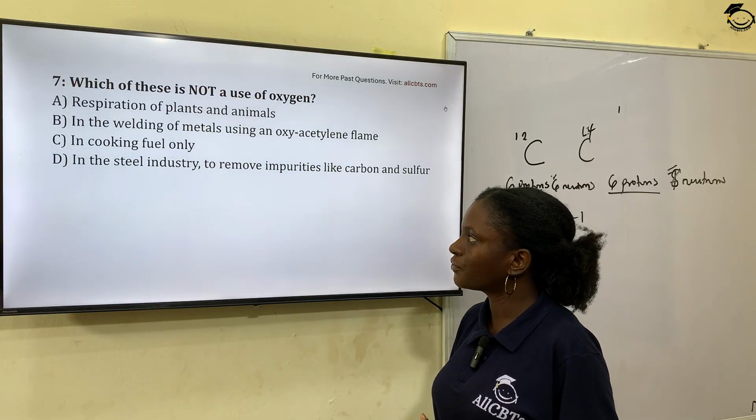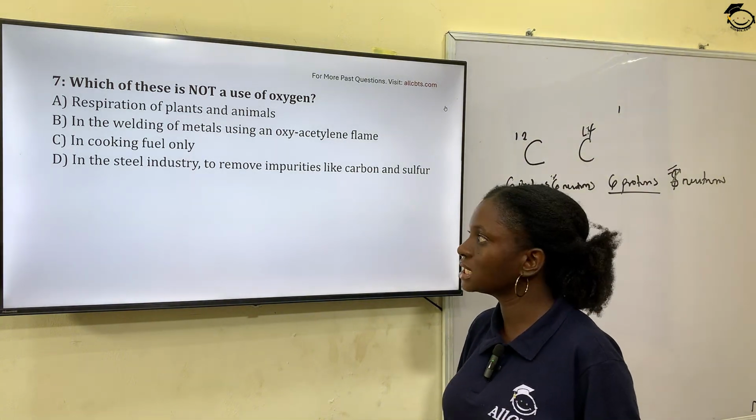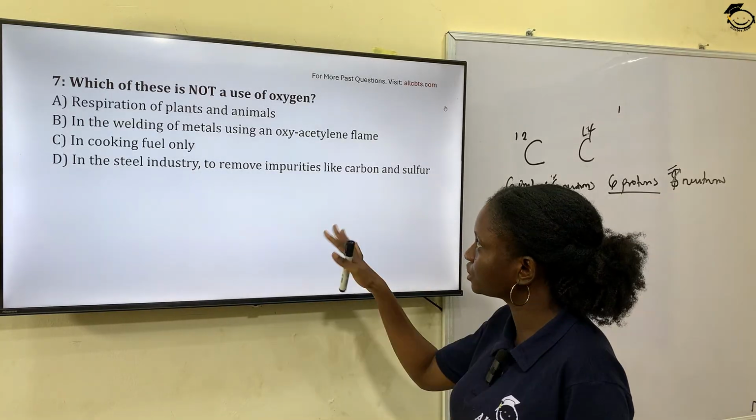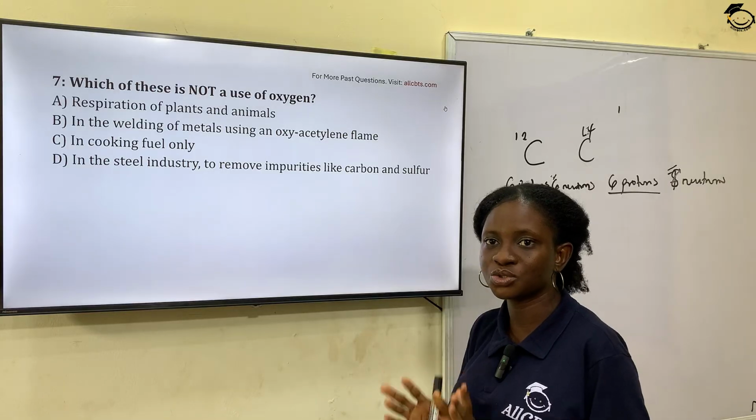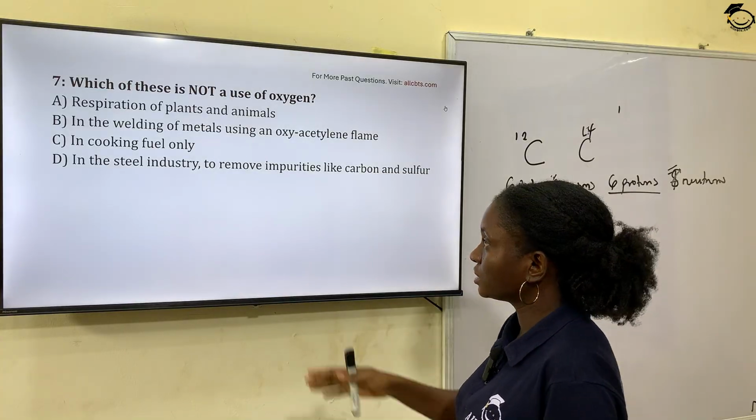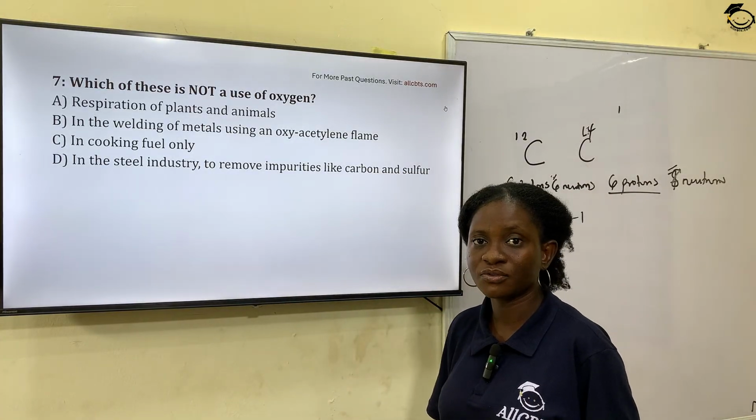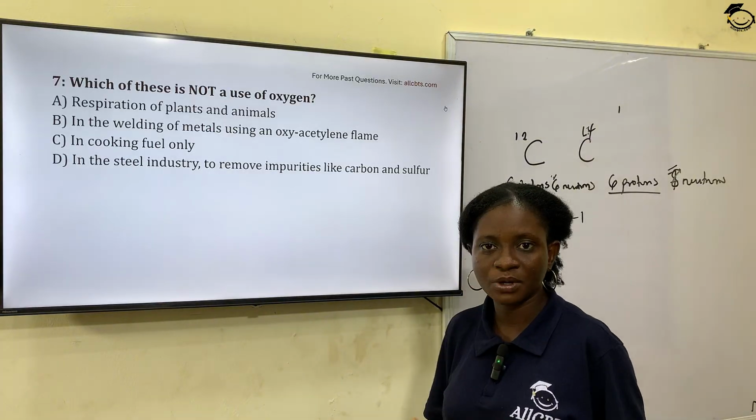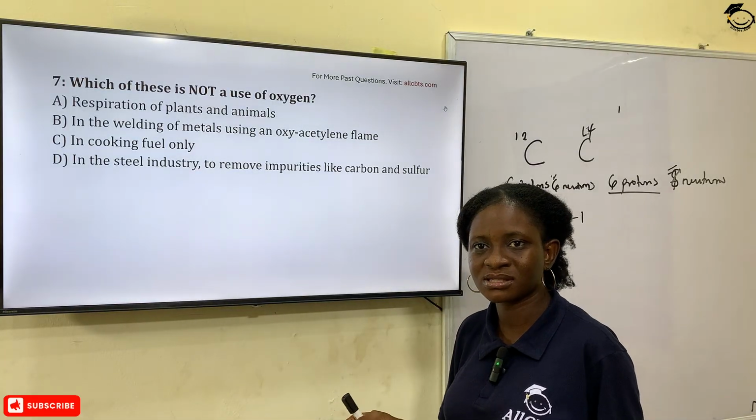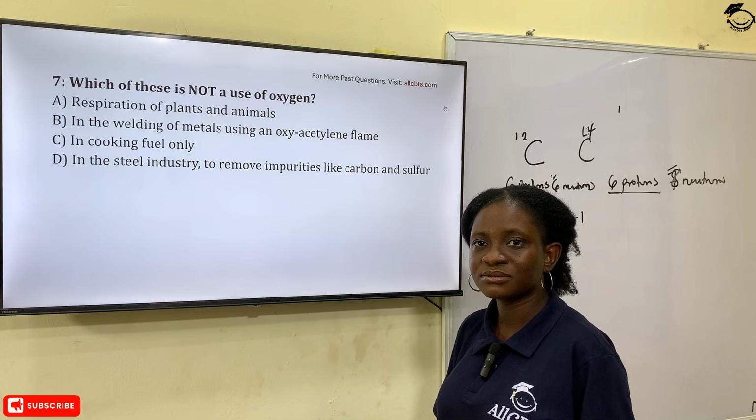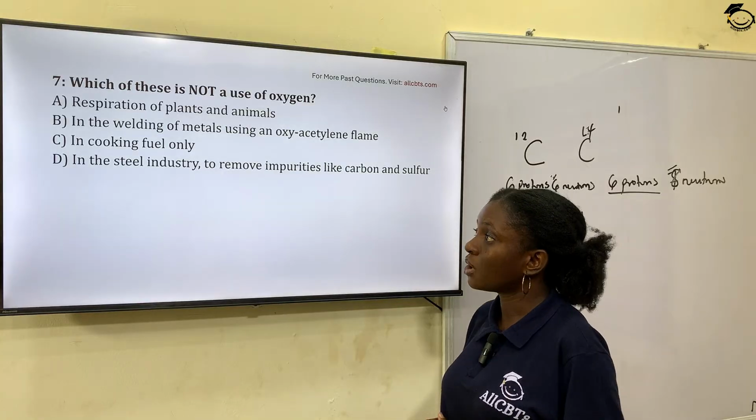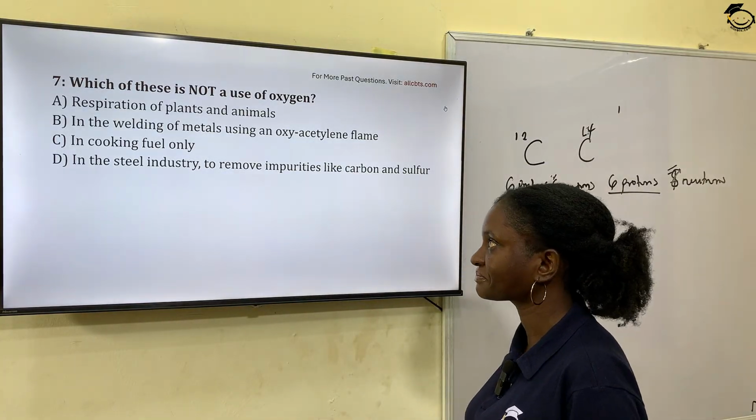Option C, in cooking fuel only. D, in steel industry. So which of these options does not require the use of oxygen? It is cooking fuel. The other options require the use of oxygen, but cooking fuel just needs air, a burning air. So pure oxygen is not necessarily involved in the process of cooking fuel. So option C is the correct answer.